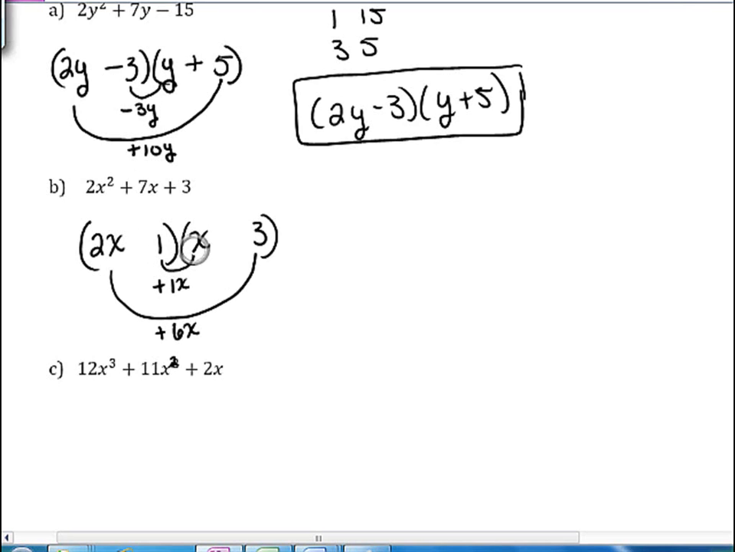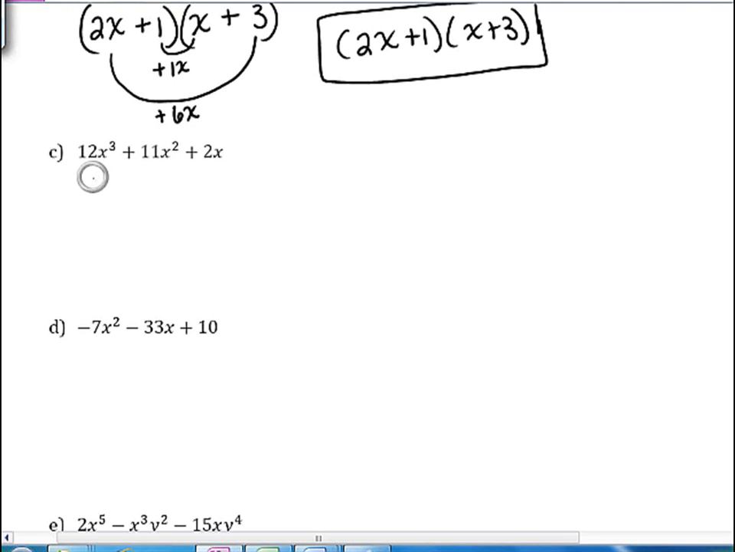Okay, so here we get 1x when we multiply this positive 1x, and so we need this one to be positive, and we want this one to be positive 6, so that's going to also get a plus sign. So our factorization here is going to be 2x plus 1 times x plus 3.